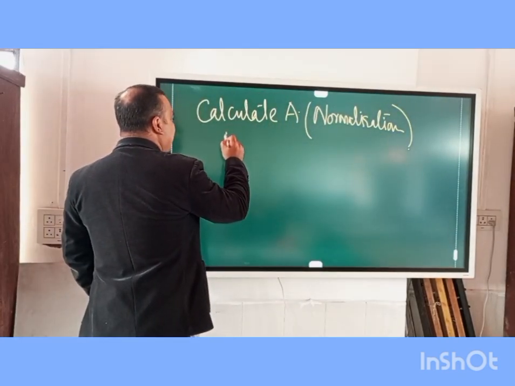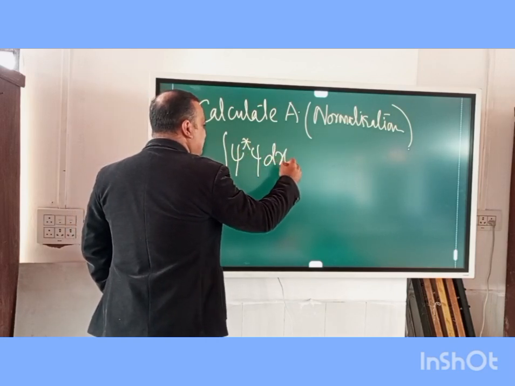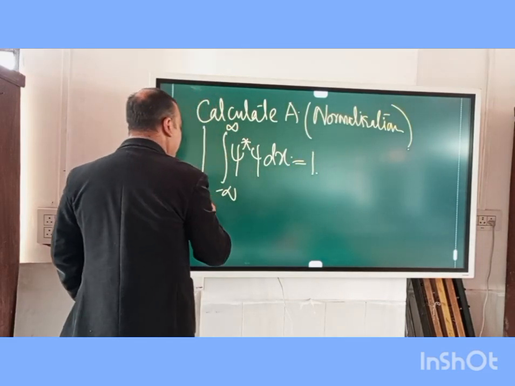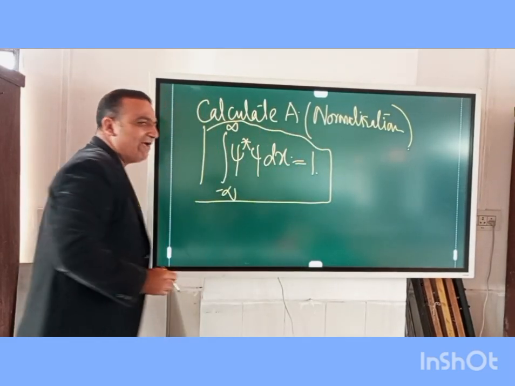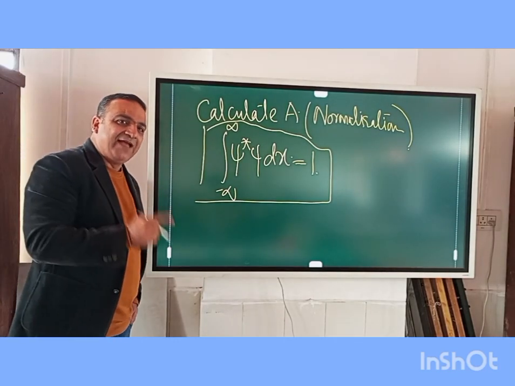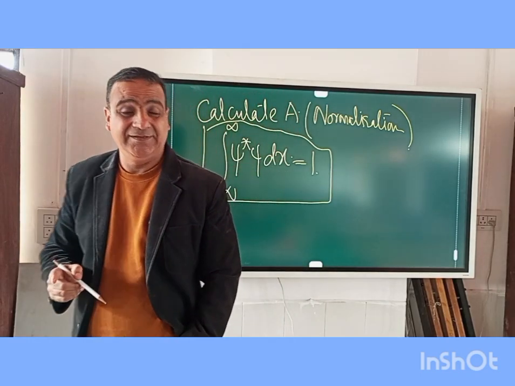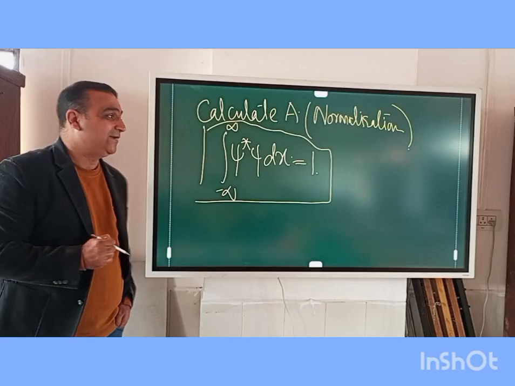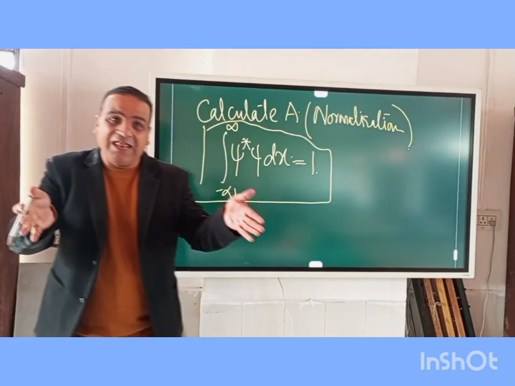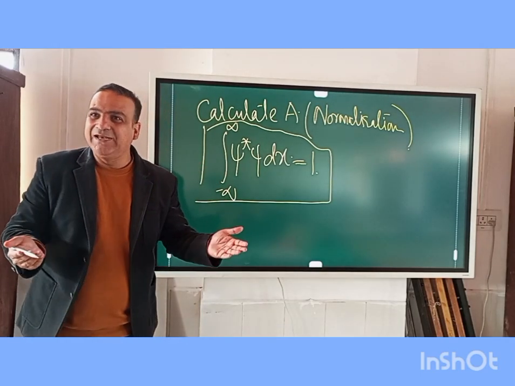That will be the integral of psi star psi in one dimension, dx from minus infinity to infinity, equal to 1. We have to use this integral to have a physically acceptable solution. The wave function should be square integrable. That is the most important postulate of quantum mechanics. Here I am using the real values of psi, so psi star will be meaningless here.